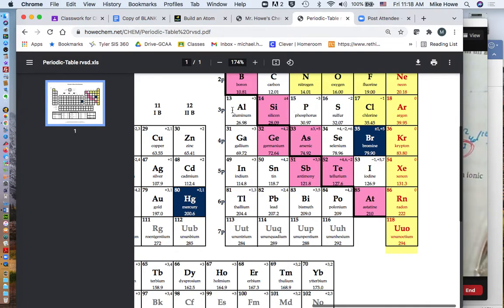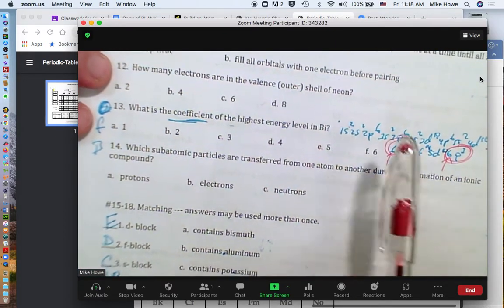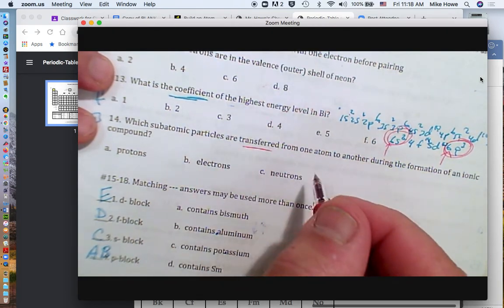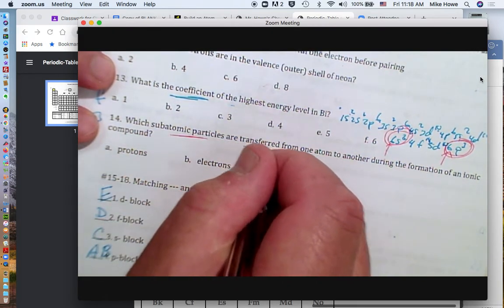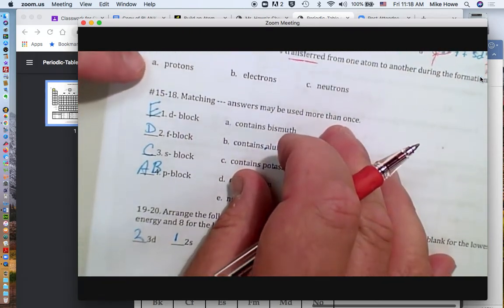So the highest coefficient here is 3. That's the outer shell, the 3rd energy level. These guys down here, the 7th energy level would be the outer shell. All right. Now, when you form a compound or transfer electrons, what subatomic particles are transferred? That'd be the electrons, because the electrons are on the outside.